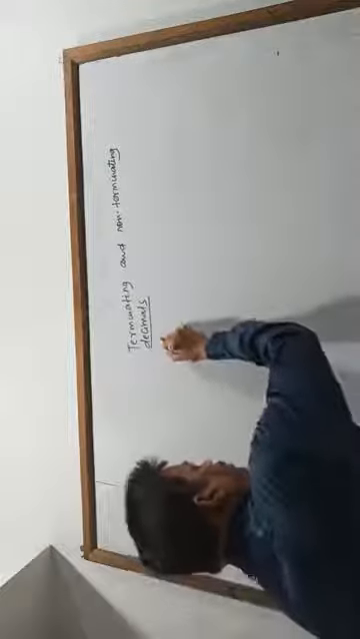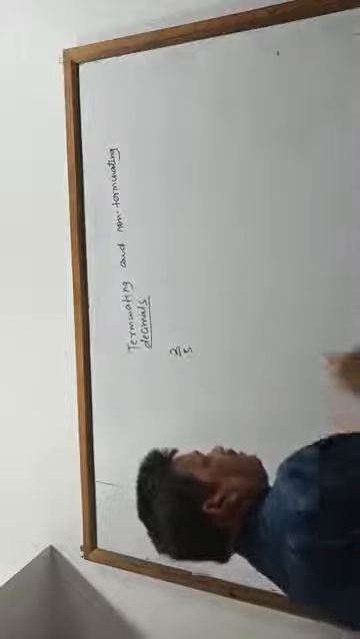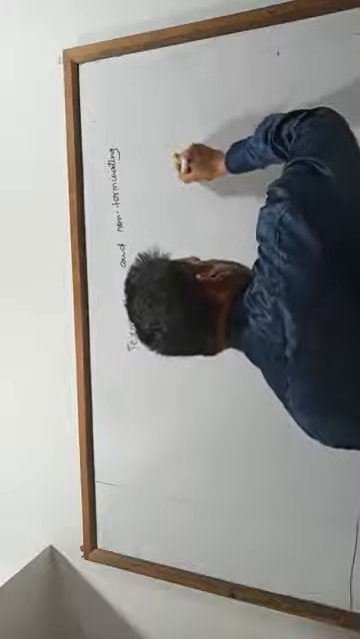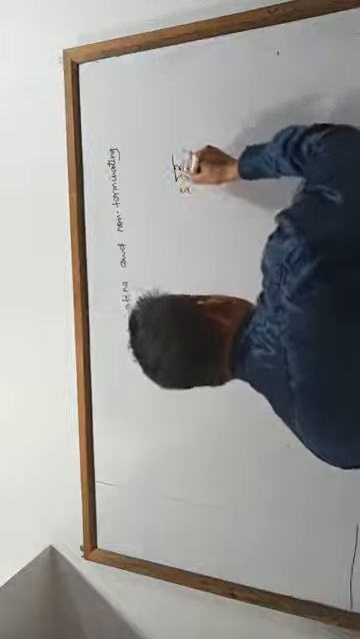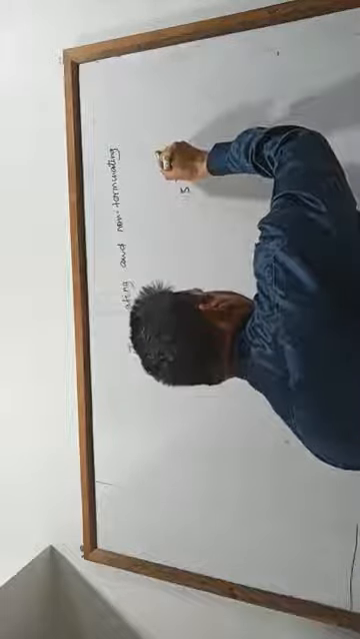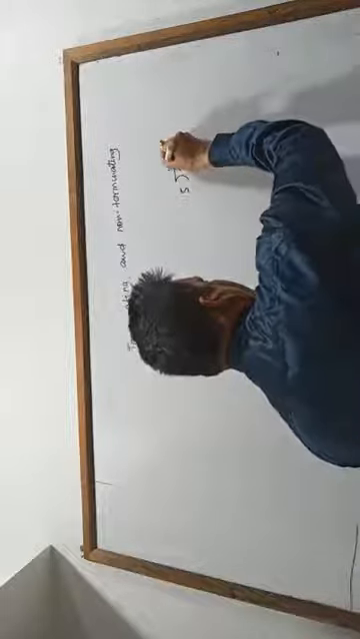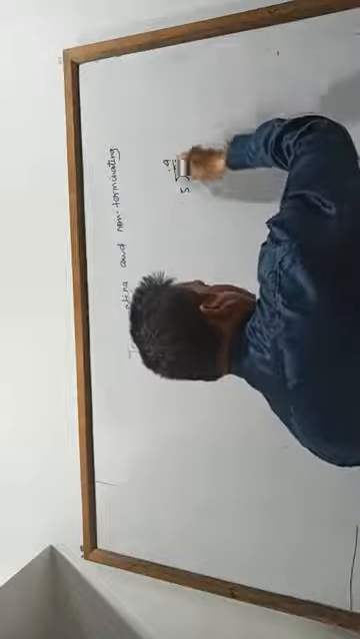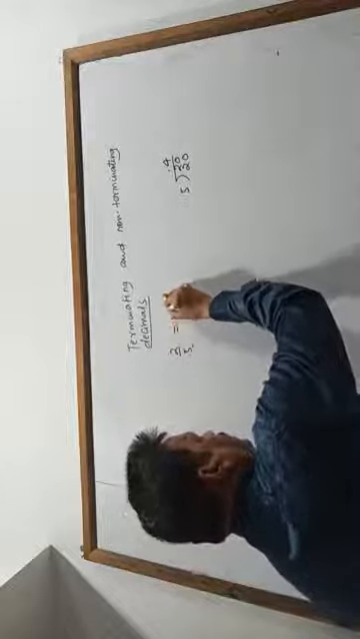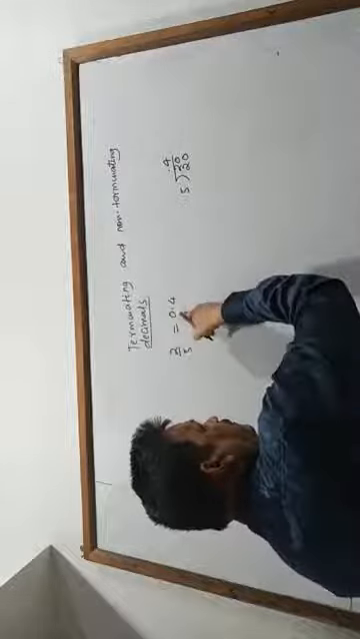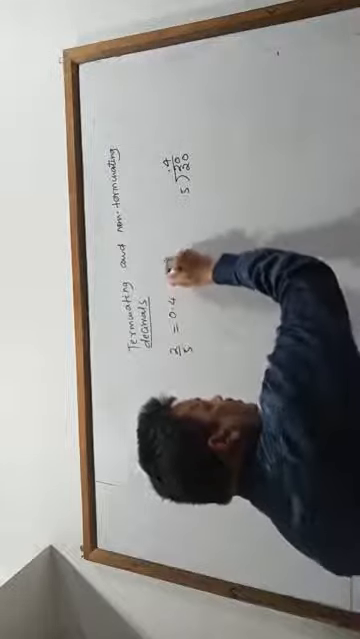Suppose I write 2 upon 5. So what I will do? 2 upon 5. I will put decimal. It will be 0, 4, 20. So this is 0.4. Because the division is over, this is terminating.